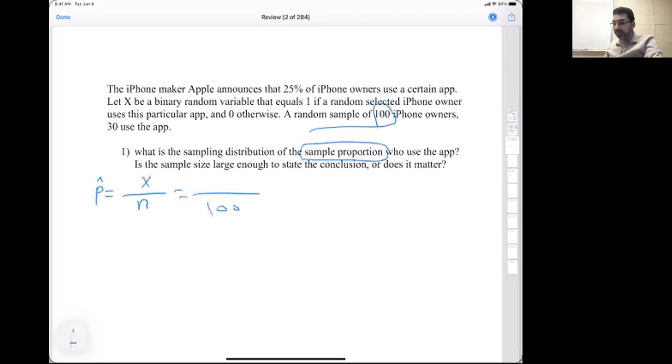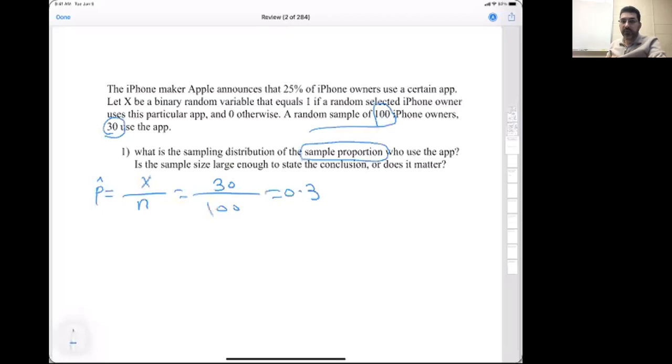And from the scenario, we have 30 users or owners of the iPhone that use that app. So this is X, so the sample proportion is 0.3 in this case. The question now is, what is the sampling distribution of the sample proportion?